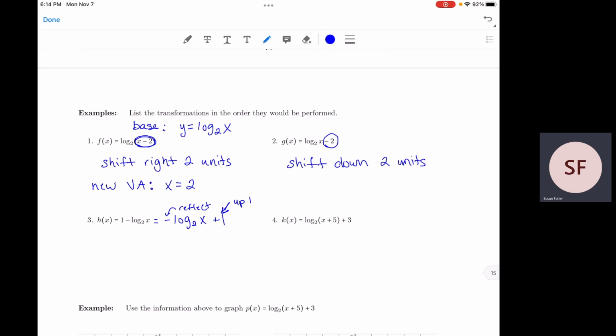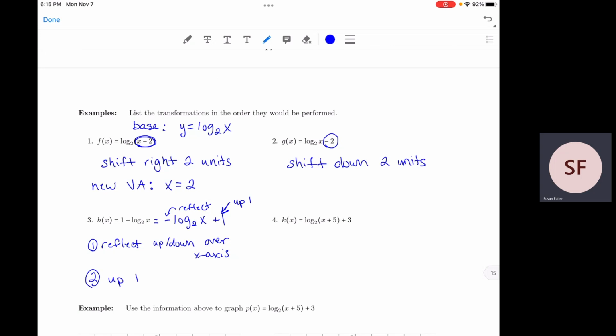And I need to list these in the order that they would be performed. So the first thing that I'm going to do is reflect up and down over the x-axis. And then the second thing that I'm going to do is shift this up and down. So then I'll shift it up 1.